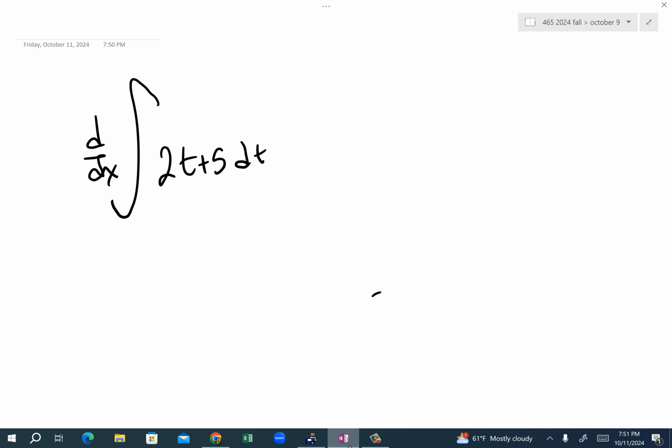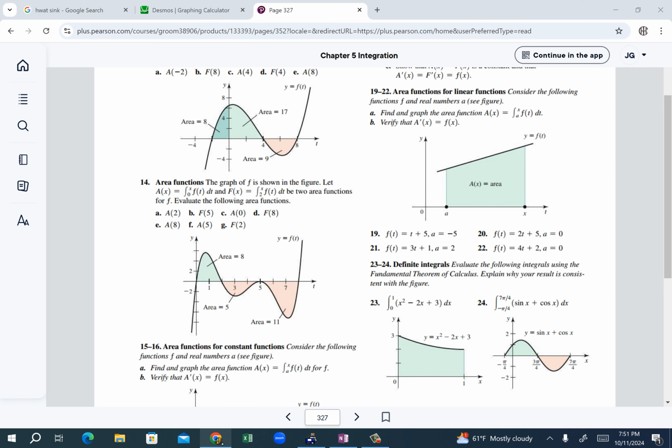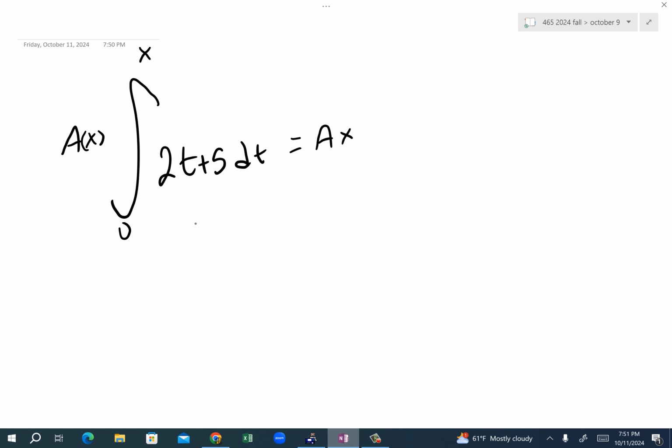So here's 2t plus 5. Remember, this is the area function, and we're going from 0 to x. Oops, sorry. We need to find and graph the area function. If you look at it, that's what I wrote down there. It's just the integral piece. What does that mean? Well, it means I need to integrate this piece, and so that's going to be t squared plus 5t from 0 to x. So that's going to be x squared plus 5x.